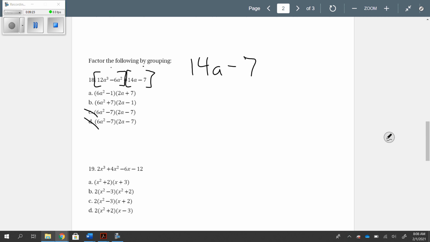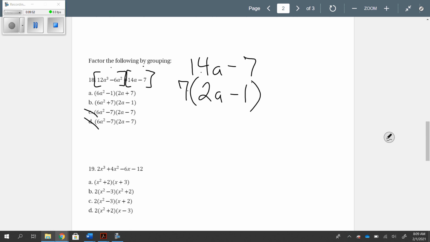The greatest common factor. That means the highest number or highest term both of those can be divided by. That answer is 7, okay? Because 7 can go into 14 and 7 can go into 7. So let's see what is left. 14 divided by 7 is 2. The a stays, and then -7 divided by 7 is -1. Okay? This is where I want us to stop and look.